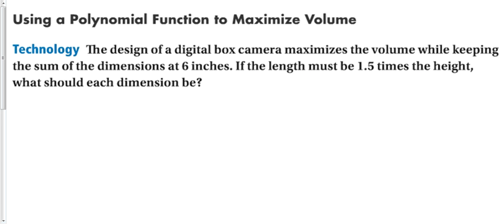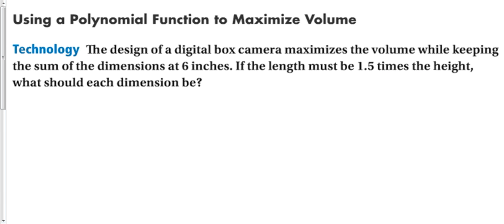you can solve it using a graphing calculator or Desmos again, but you're going to have to change the paragraph into some sort of formula. So let's look at it. The design of a digital box camera maximizes the volume while keeping the sum of the dimensions at 6 inches. If the length must be 1.5 times the height, what should each dimension be?